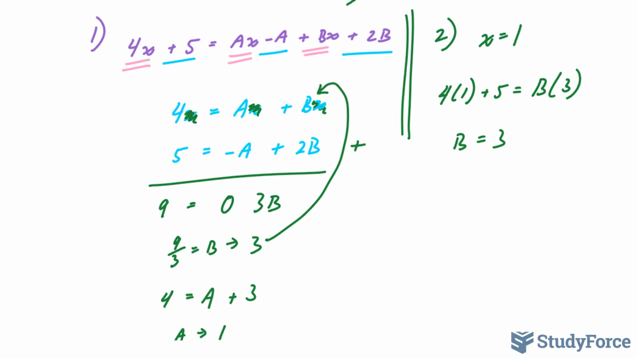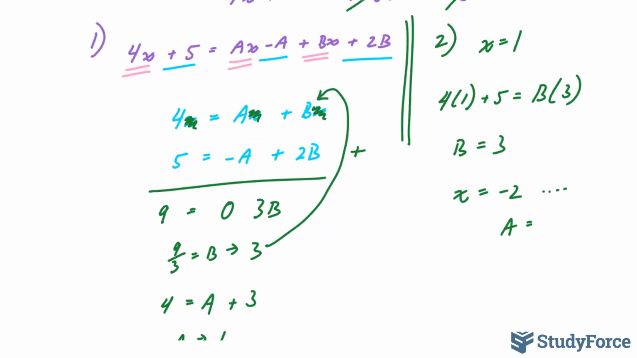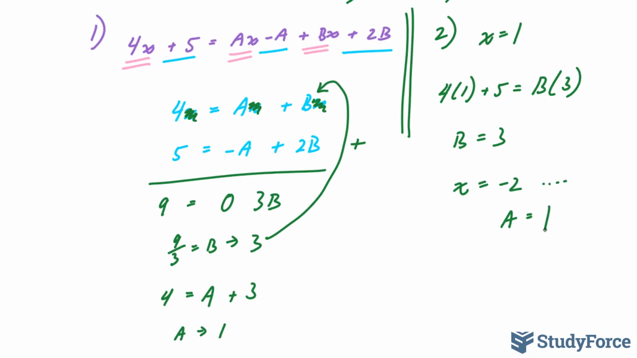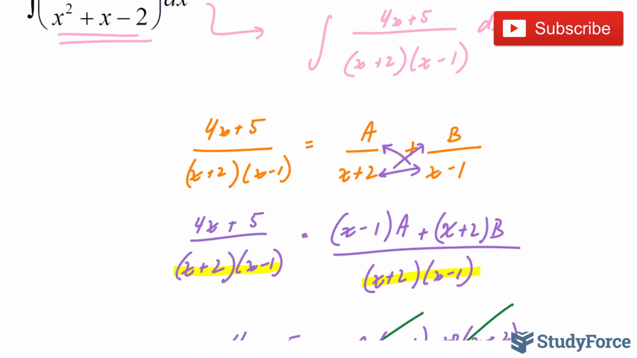So if you do the same thing, if you set x is equal to -2, that will make this one go to 0, and then you can solve for a the same way I just did for b. A is equal to 1. Now that we found our a and our b, we can go back to this part and apply 1 into here and 3 into there.